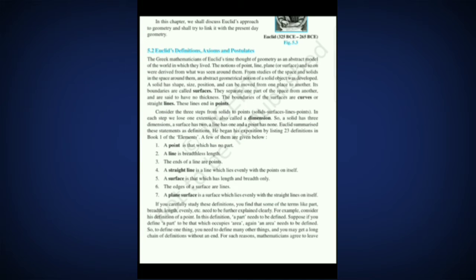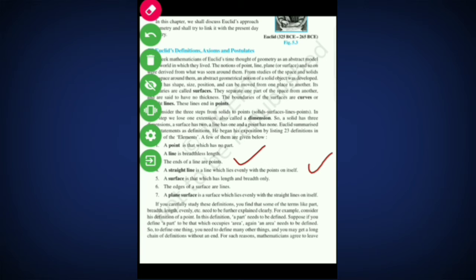Now read: a point is that which has no part. Next, a line is breadthless length. Next, the ends of a line are points. A straight line is a line which lies evenly with the points on itself. A surface is that which has length and breadth only. What is a surface? A surface has length and also breadth. A plane surface is a surface which lies evenly with the straight lines on itself. Okay, students.